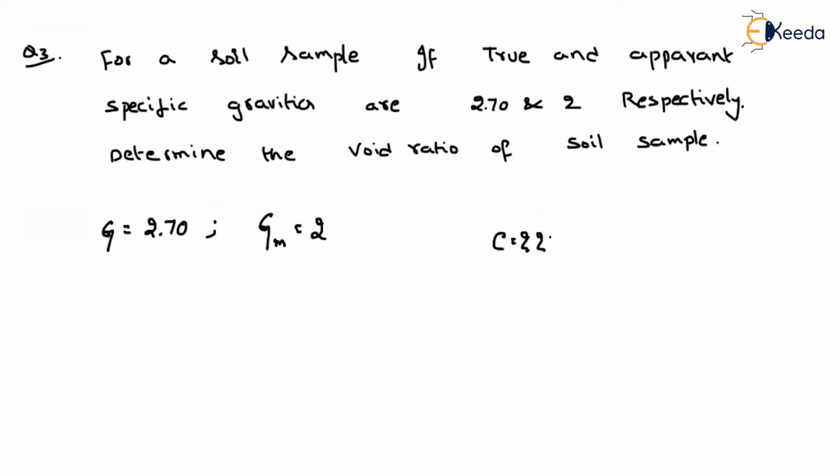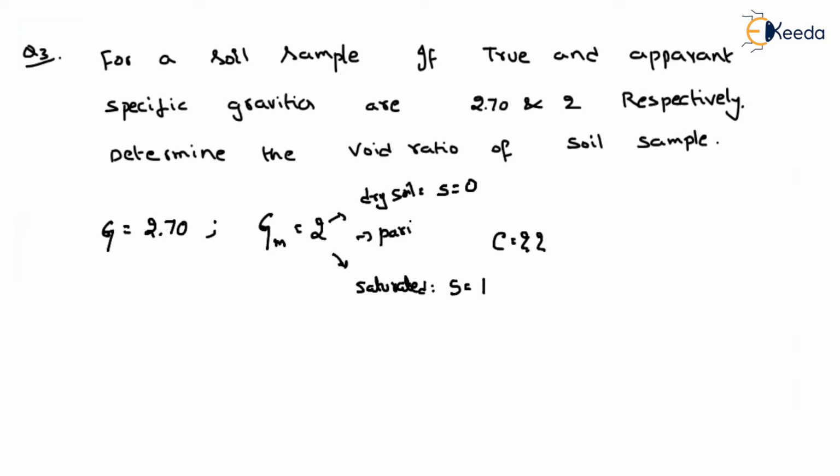So here the first thing we have to understand is whether they mention if it is a saturated soil, dry soil, or partially saturated soil. Why? Because if it is a dry soil, then we will consider the degree of saturation equal to 0. If it is completely saturated, then we can say the degree of saturation is equal to 1 or 100%.